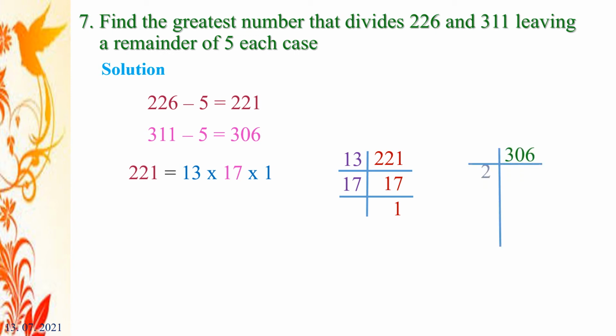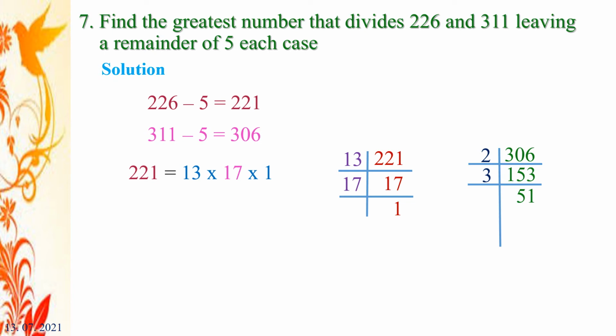Now take 306. Is it divisible by 2? Yes, because that is an even number, so it is divisible by 2. We'll get 153. So 153 is an odd number, so we will take the next prime number, that is 3. Is it divisible by 3? Yes, because we'll get 51. So 51 is also an odd number, so we can try with 3.